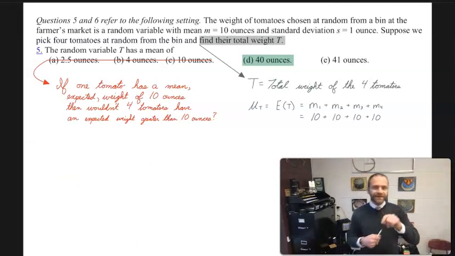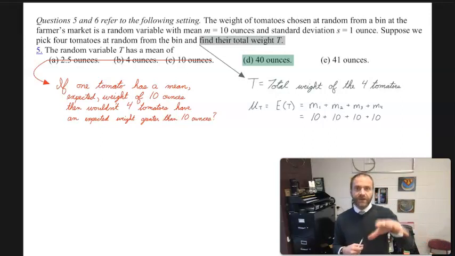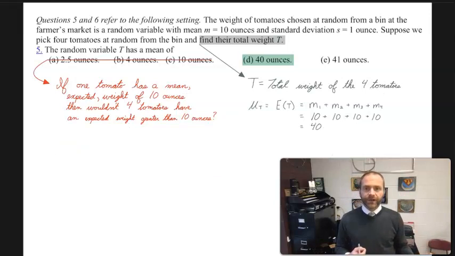So keep that in mind. This is actually a combination, because you grab one, and this should have an expected weight of 10 ounces. Put it aside. You grab another one, this should have an expected weight of 10 ounces, and so on and so on. And so I'm going to say the answer is 40. So keep that in mind. Again, notice how I said it's a combination. That's going to play a role in the next question.